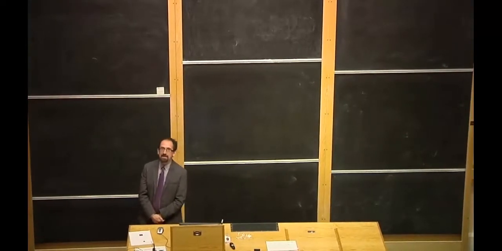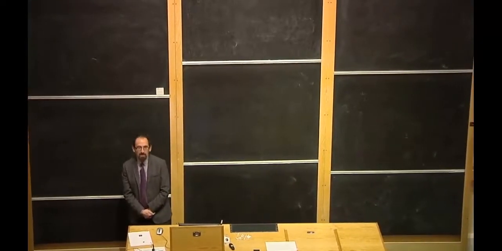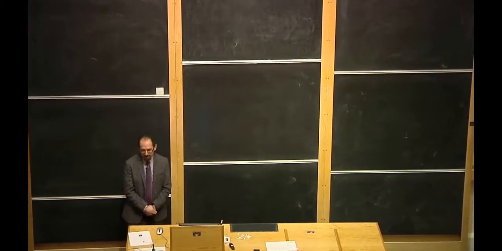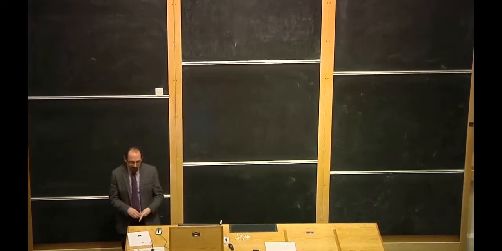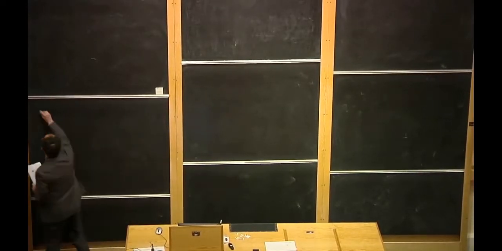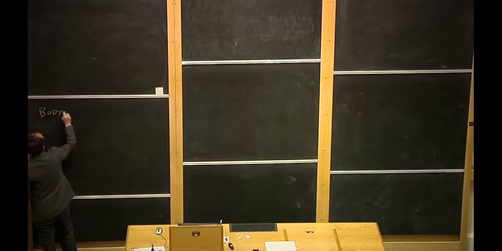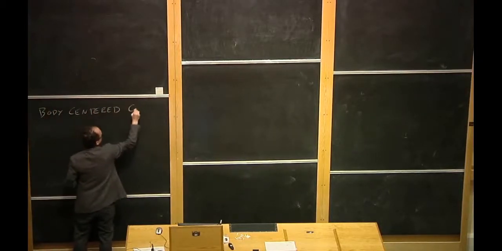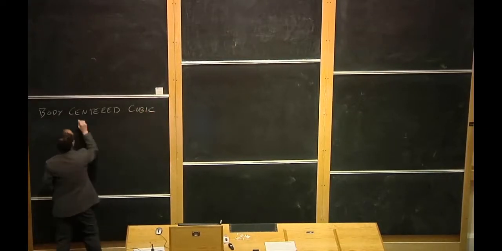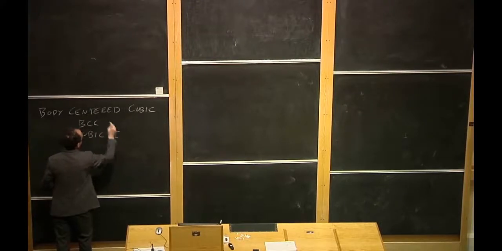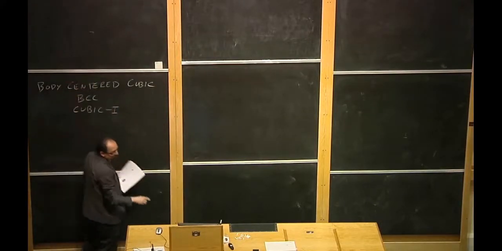This is now the 10th lecture of the condensed matter course. When we left off last time, we were talking about lattices in 3 dimensions. We had covered the simple cubic lattice, or primitive cubic lattice, and we had moved on to the body-centered cubic lattice, or BCC, or cubic dash I. And we have a picture of that.